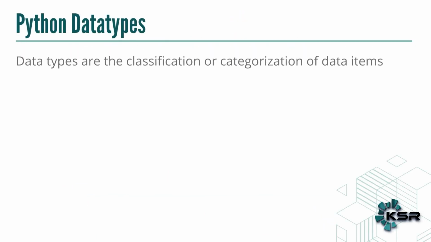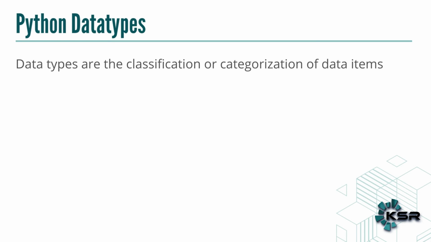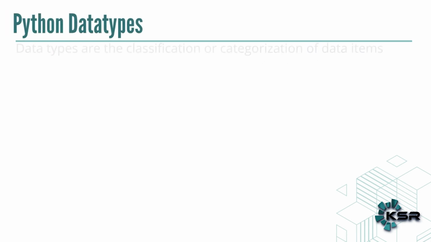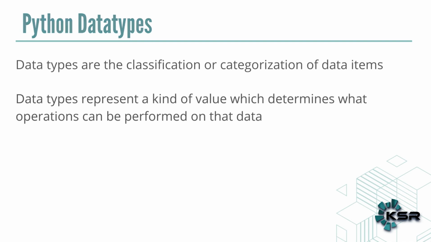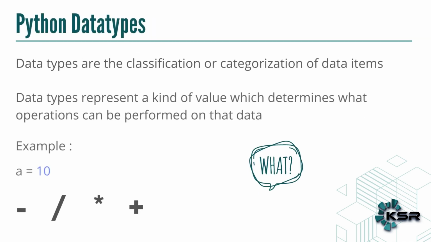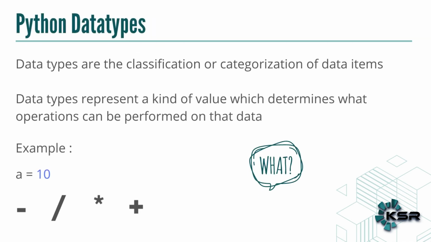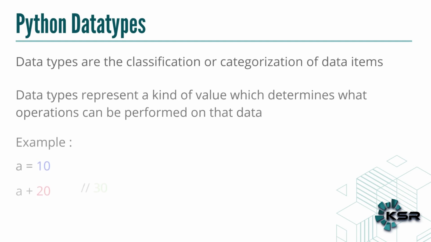So data types are classification or categorization of data items. Data types represent a kind of value which determines what operations can be performed on the data. I said a equals 10 and a is an integer. So what operations can I perform? I can do subtraction, addition, division, multiplication, etc. That is what data types actually do. They determine what sort of operations I can do.